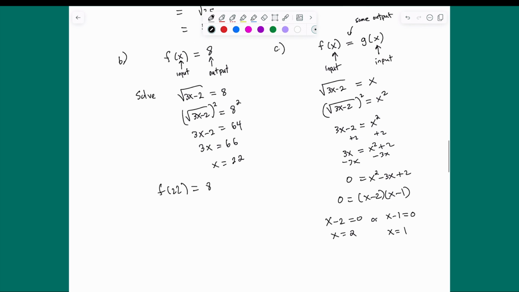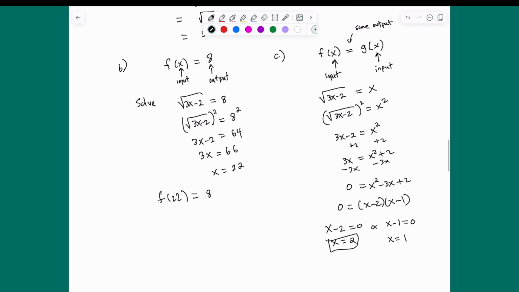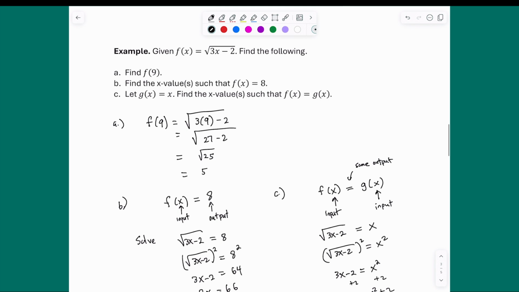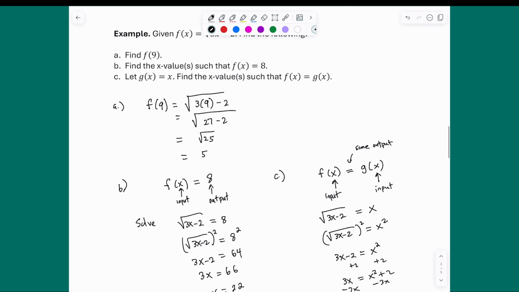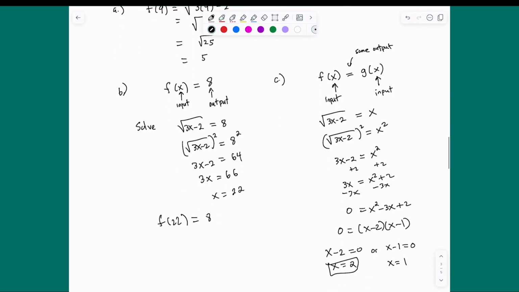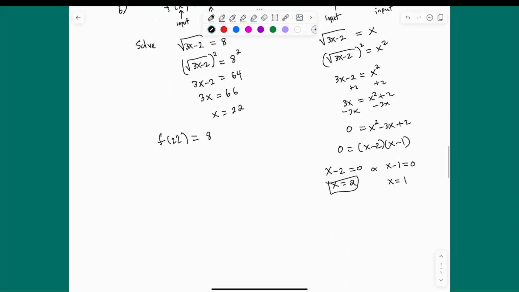So the inputs that would give us the same output would be x equal to 2. Plug x equal to 2 into f of x and g of x. You get the output of, what is the output? Let's plug in 2, so 3 times 2 is 6. 6 minus 2 is 4. And then the square root of that is 2. Okay, so the output would be 2, and the next input that would give you the same output would be x equal to 1.